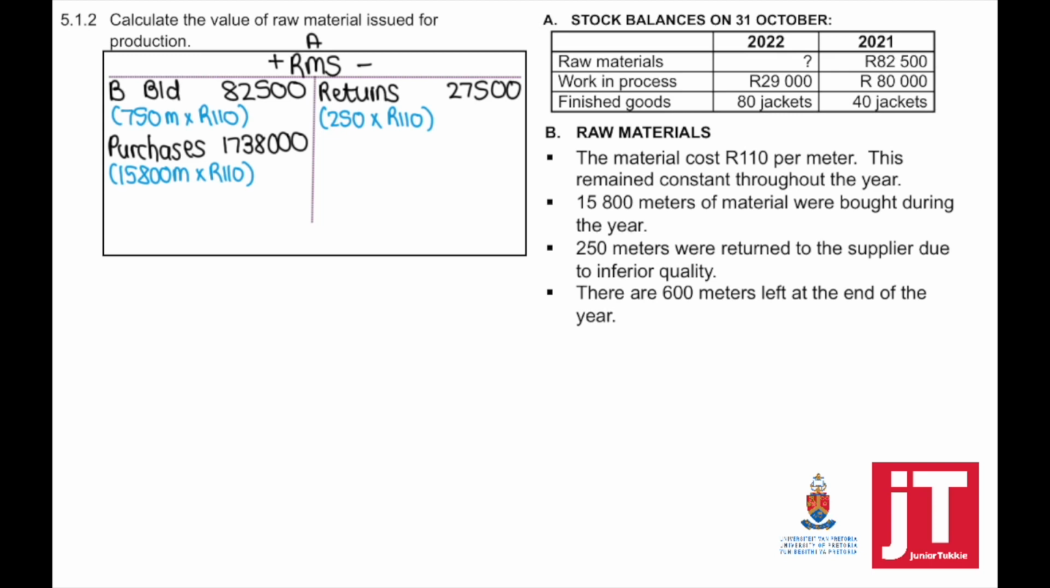Then it says there are 600 meters left at the end of the year, which means that 600 times 110 means that the value of our raw material stock left over is 66,000. Now the balancing figure becomes the raw materials which was issued to the factory. So we take the debit side minus the credit side. That becomes the balancing figure. So 15,700 meters were issued at 110 Rand per meter.